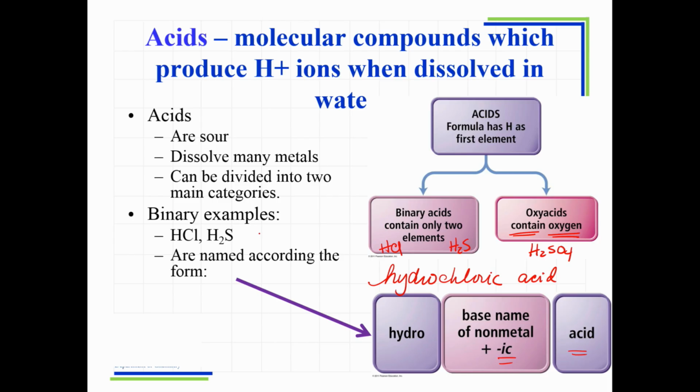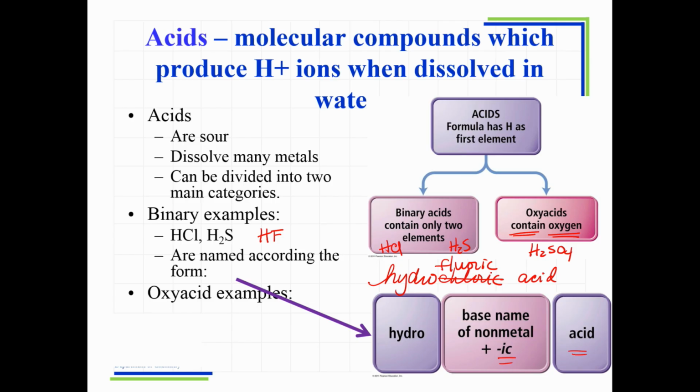If it was instead HF, how would it be different? Well, hydro hasn't changed. Instead of chloric, it would be fluoric, hydrofluoric acid. That's how you name binary acids.